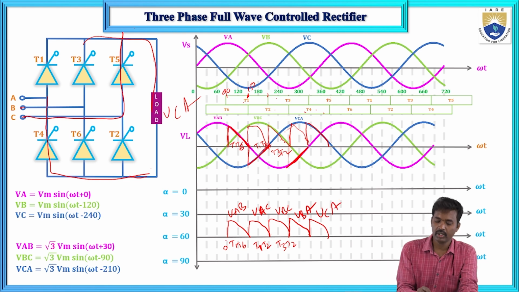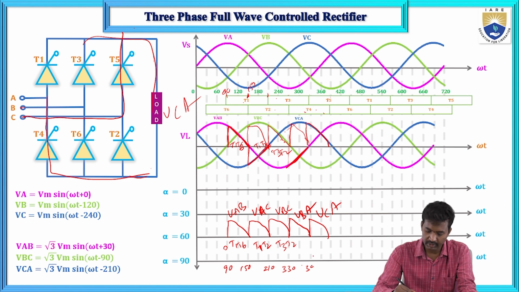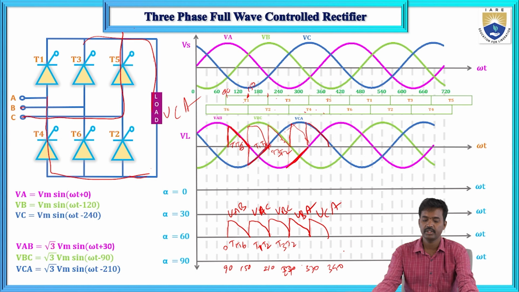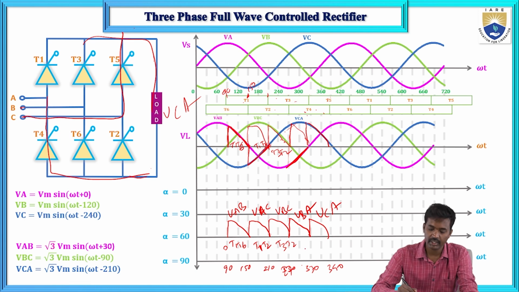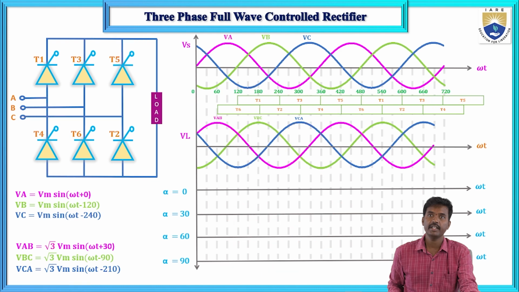So now the duration from 90 to 150, 150 to 210, 210 to 330, and 330 to 390. So this is 330 degrees, this is 270 degrees, and here 390 degrees. Here T3 and T4 will conduct, and here T4 and T5 thyristors will conduct. Next, the cycle repeats, but here after 90 degrees.